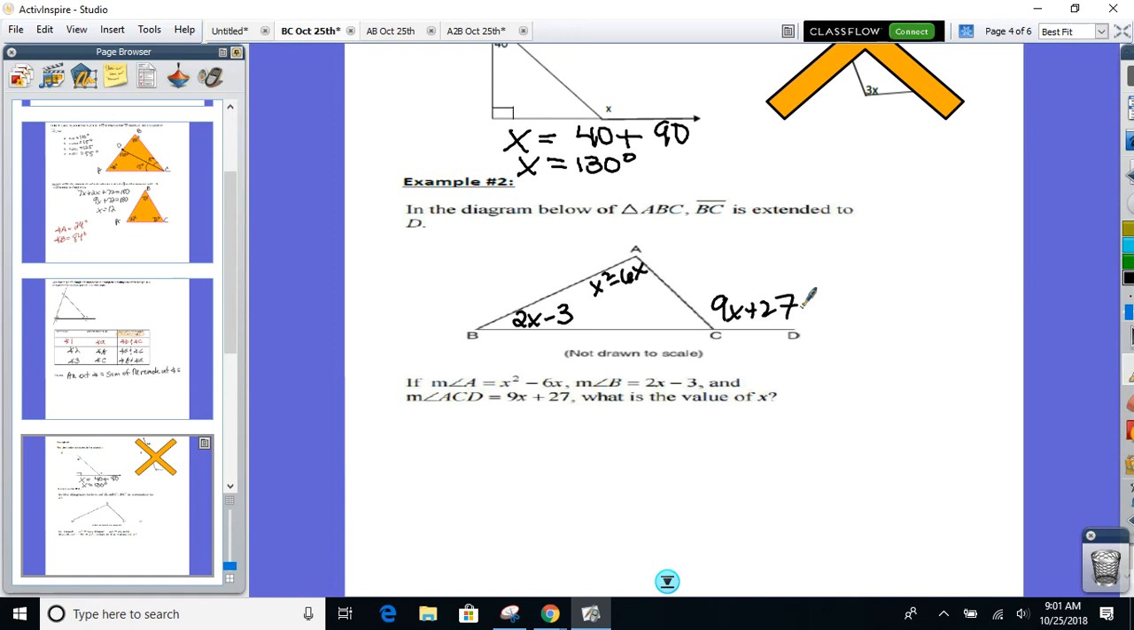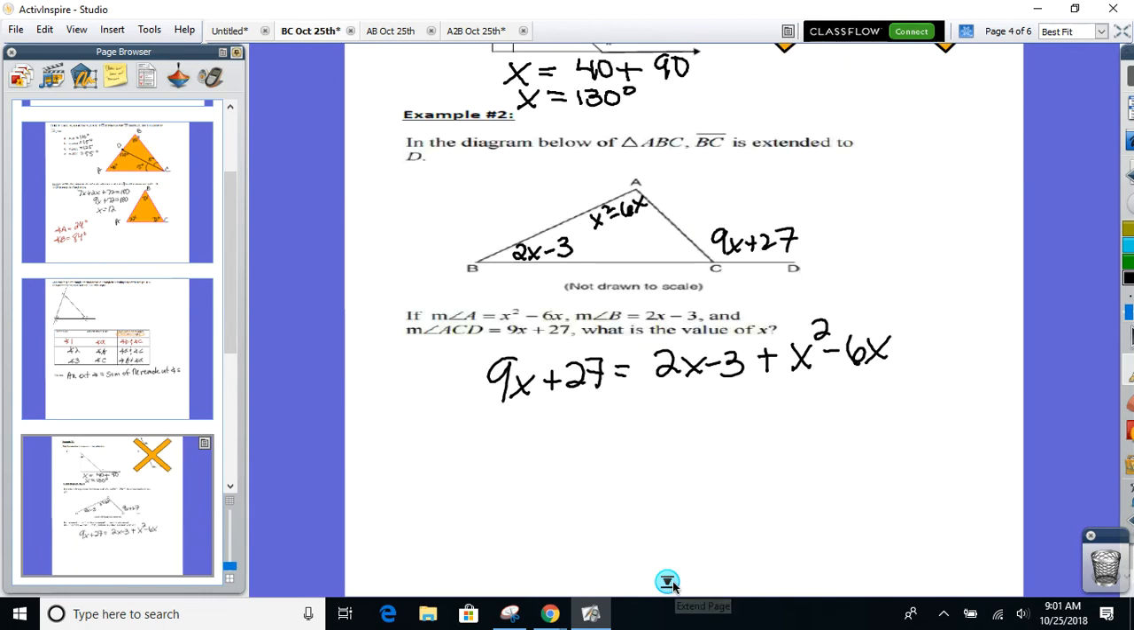All right, where's the exterior angle? 9x plus 27. We just had a theorem that said that is equal to, name one remote interior angle. 2x minus 3 plus the other remote interior, x squared minus 6x. Yep. All right. Can we just clean some stuff up before we talk? So 9x plus 27 is equal to, let's see, I'll keep that x squared in front. What do I have as far as the x's go? Minus 4x minus 3. All I did was clean up the right side.